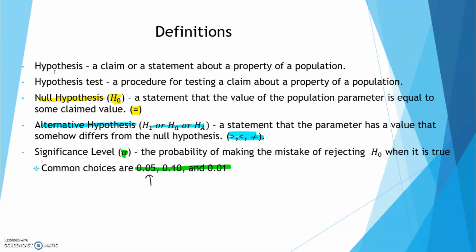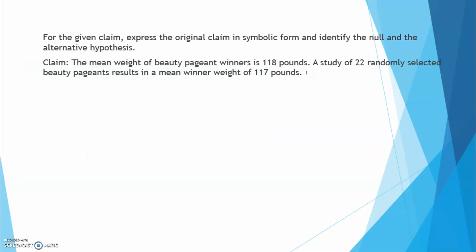Okay? So your claim is a claim or a statement about the property of a population. So we're dealing with parameters here. Since we are looking at the mean weight, I'm not going to use X bar because that's from a sample. We're talking about the population, so I need to use a parameter. So that would be mu. So here's our claim. Mu, and it is 118, so it's equal to 118 pounds. Okay, this is step 1.